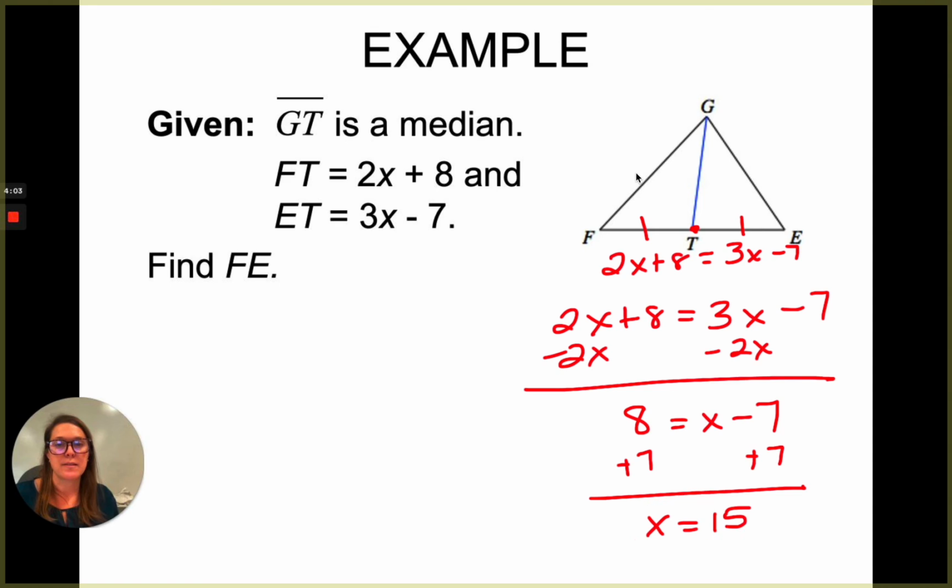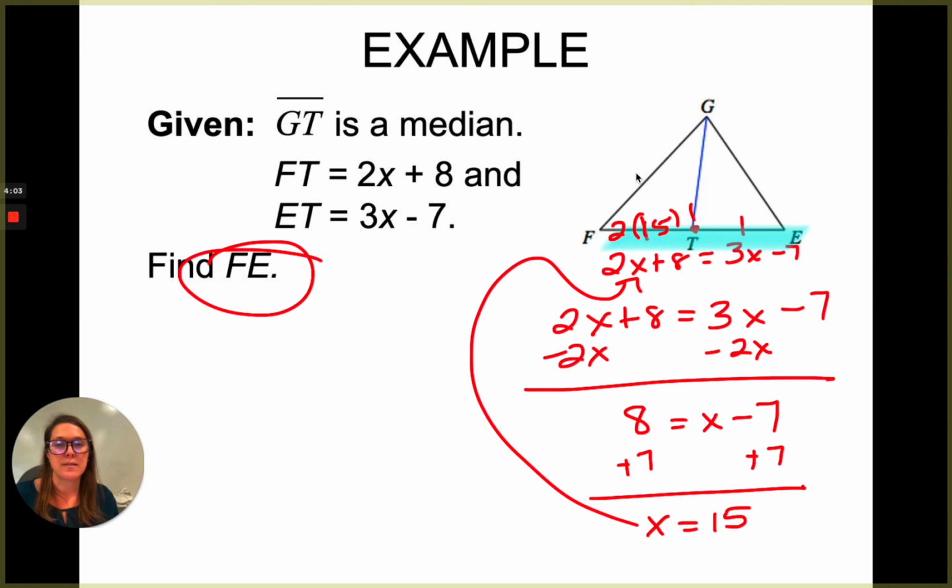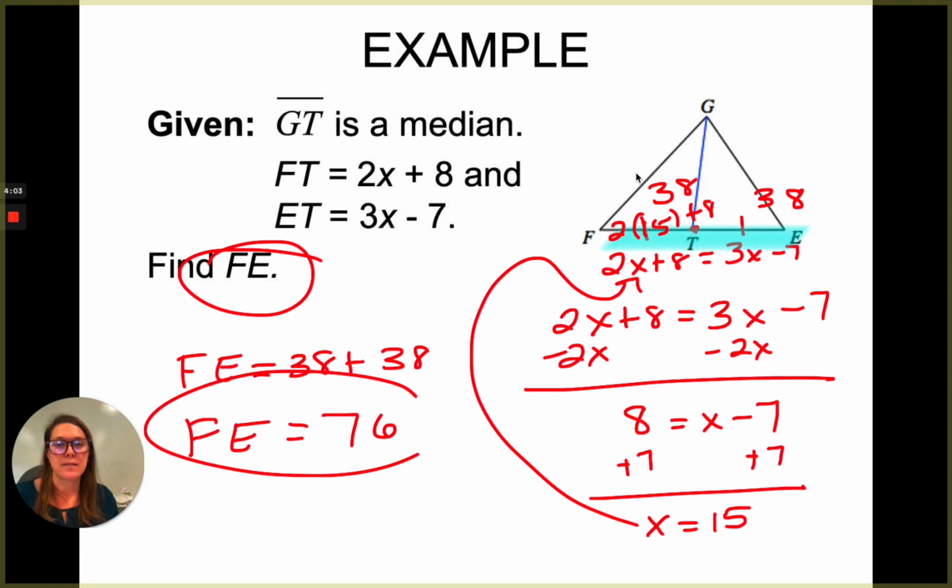Oh, not done. I almost messed up. What are we asked to find? FE. Okay, so if x, FE, remember, is the whole entire thing. We just said that x is 15. So when I plug that back in, let's say to this x, 2 times 15 plus 8 is 30 plus 8, so 38. So that side's 38, which means the other side should also be 38 if we did our math right. So FE is going to be equal to 2 38s, so 38 plus 38, which should get us to 76 when we add those together.